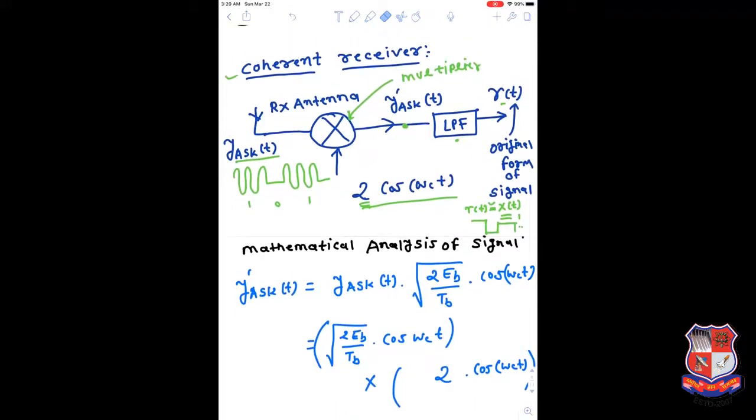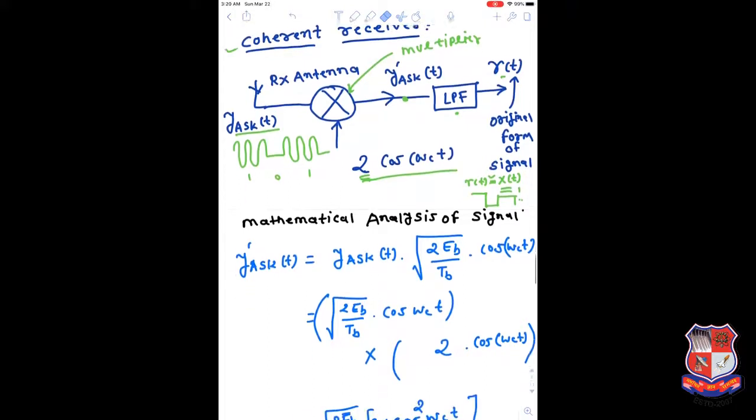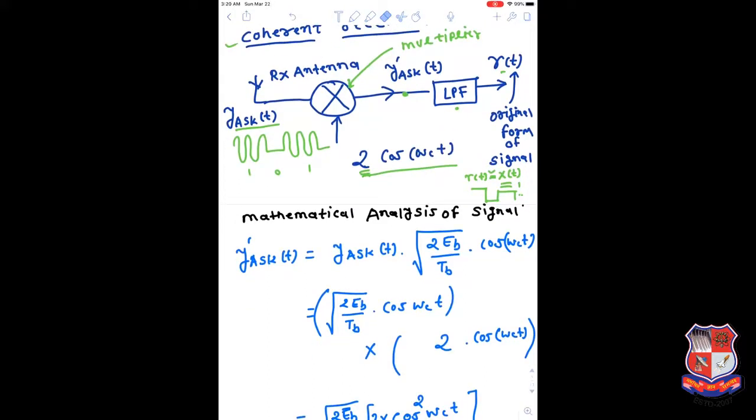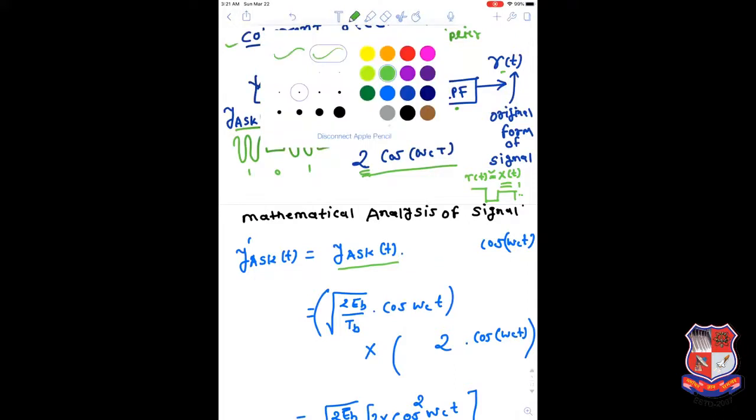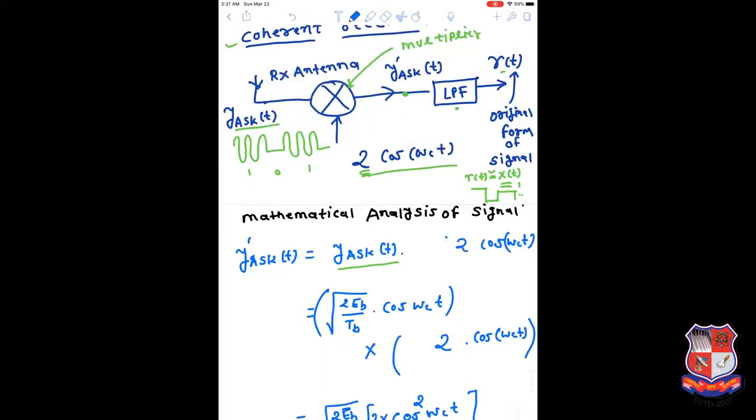So let's assume the signal received at the input of the receiver antenna is y ASK of t, right? And it is multiplied with 2 cos omega ct. It's a simple multiplication with 2 cos omega ct, right? So this signal y ASK of t is this one, and this 2 cos omega ct is where it is multiplied. This operation is performed by this multiplier.